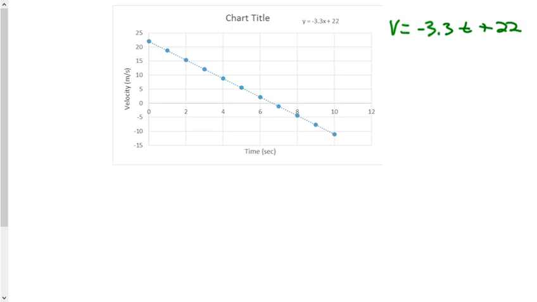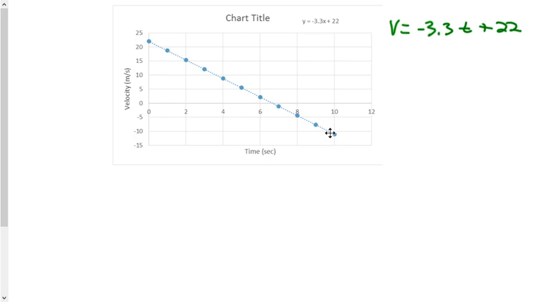Okay, so there's a graph of velocity versus time here for our AP Physics C students. Our goal today is learning something about integration. So we analyze our graph. We see that there is a downward slope here, constant. So there's a constant negative acceleration happening.